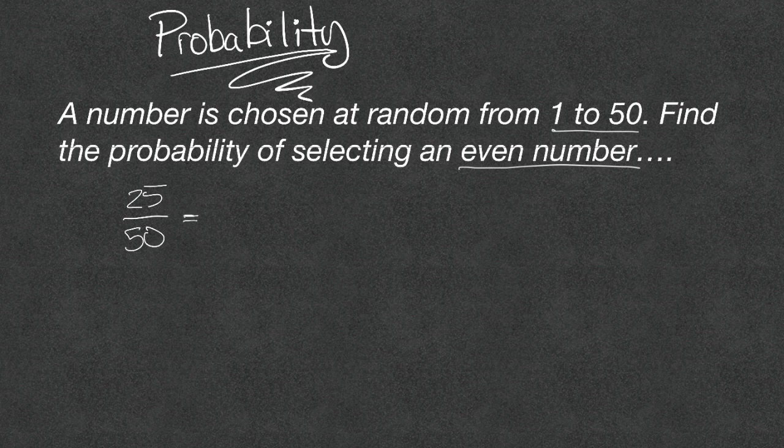an even number. We can reduce that to 1/2. So we could say we have a 1 in 2 chance, a 50% chance. Here on this page, we're looking for a fraction for an answer. So a probability of 1 in 2 for getting an even number. Let's look at another one.